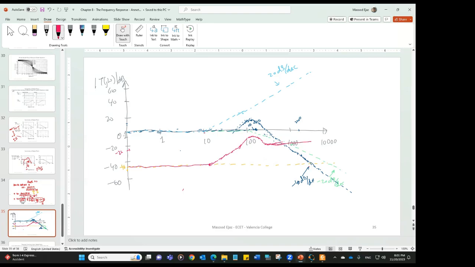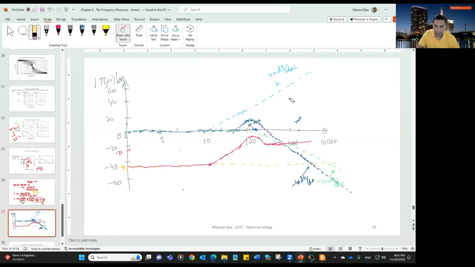Oh, no, sorry, this is negative 40 decibel. I forgot that, negative 40 decibel. So it's going to go down actually. So it's going to go up. These two cancel each other. And then it's going to start going down with negative 40 decibel per decade. Let me delete that. Clean up.